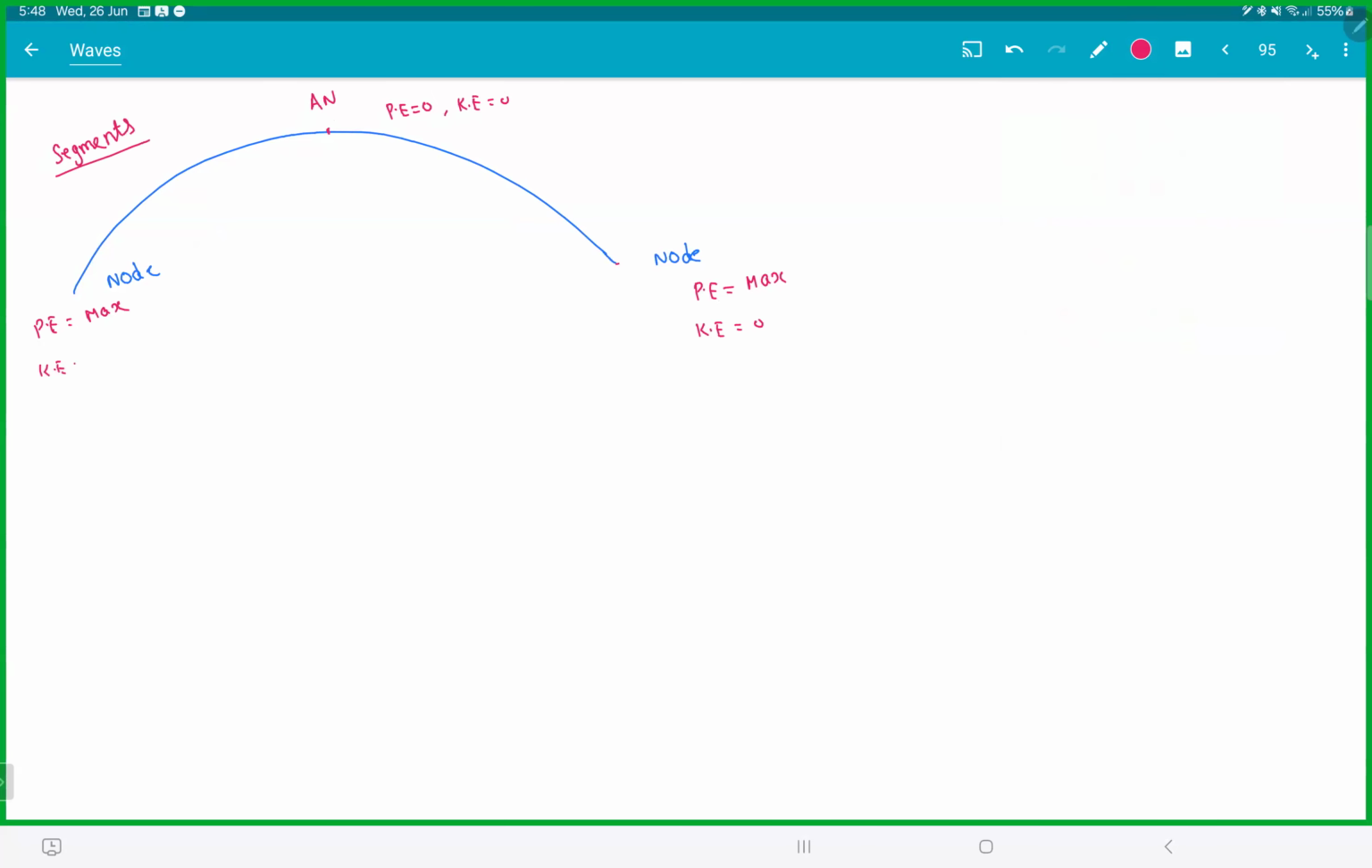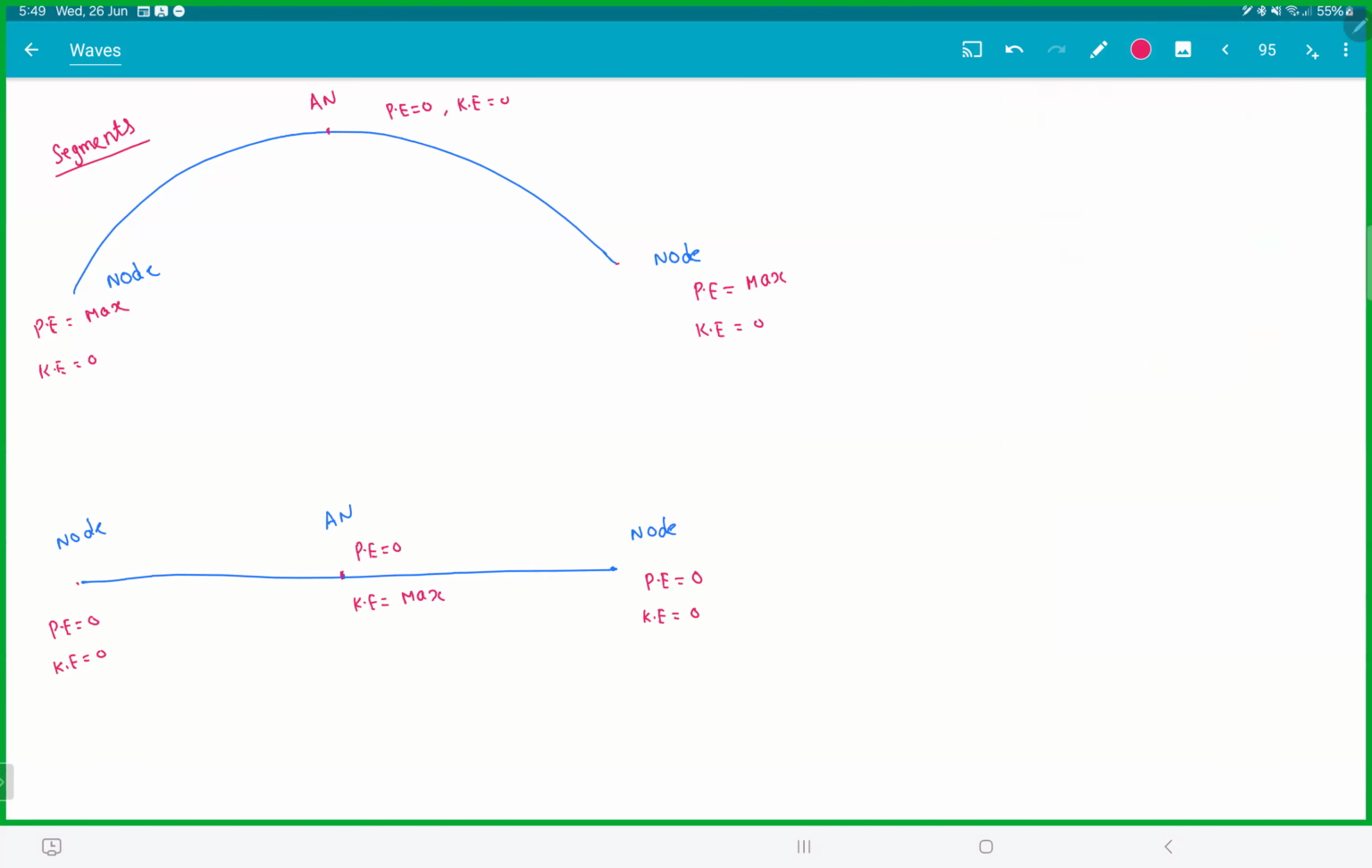Kinetic energy is zero. Now, when this string comes down and becomes flat, remember, the entire string is oscillating up and down. When the string becomes flat, this is still the node. This is the antinode. You will notice something. The node's potential energy became zero. Kinetic energy anyway is zero. Means the nodes lost all the energy. Here also, the potential energy is zero, the kinetic energy is zero. It lost all the energy. At the center, the potential energy is anyway zero, but now the kinetic energy is maximum.